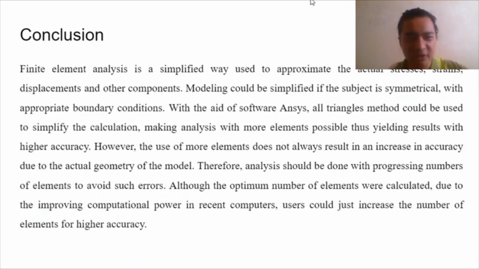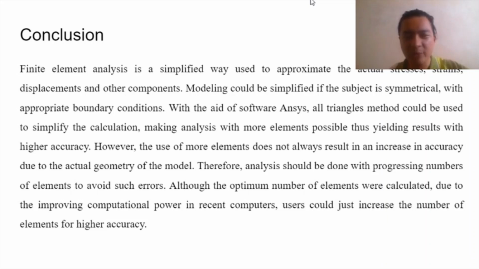Finite element analysis is a simplified way to approximate the actual stress, strain, displacement, and other components. Modeling could be simplified if the subject is symmetrical with appropriate boundary conditions. With the aid of software such as ANSYS, the constant strain triangles method could be used to simplify the calculation, making analysis with more elements possible, thus yielding results with higher accuracy.